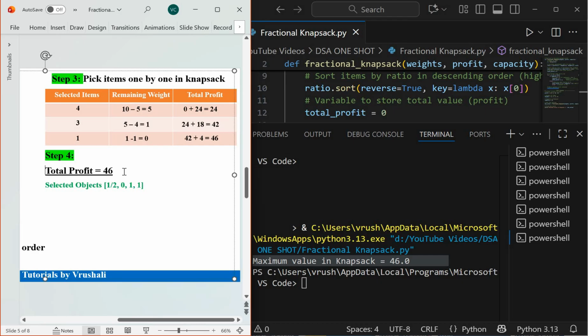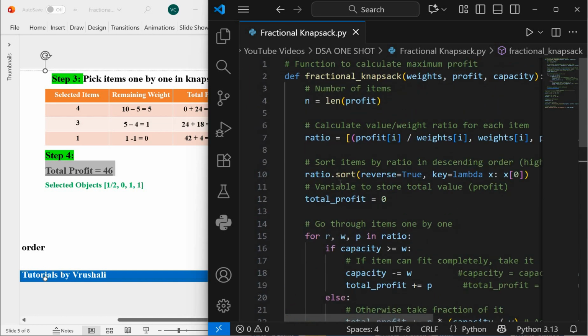And in our answer also the total profit is 46. So this is a sample program of fractional knapsack.